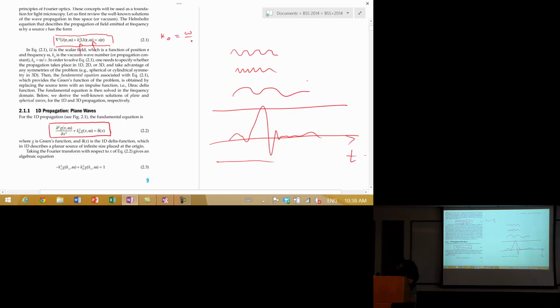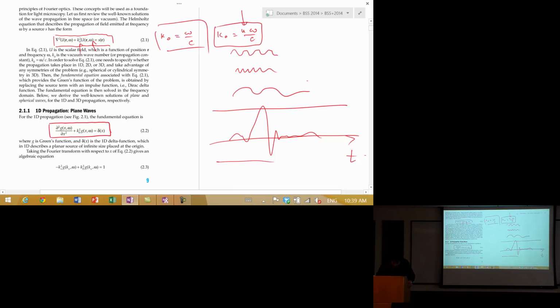K naught is omega over C, right? And what happens when we propagate light in a medium that is not vacuum? How does K naught change? If I'm in a refractive medium of refractive index n, what's K naught going to be? K naught becomes n times omega over C.